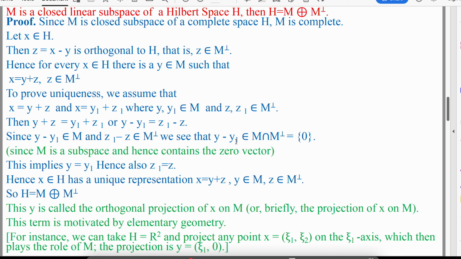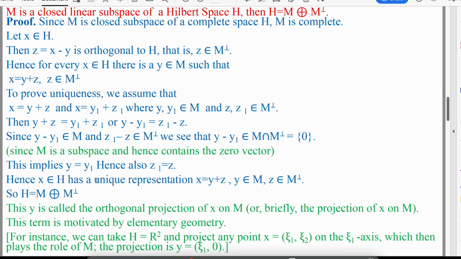It means y minus y1 equals 0, or we can say y equals y1. If y minus y1 is 0, then z1 minus z is 0. It means z1 equals z. So we have proved y equals y1 and z1 equals z. It means this representation is unique. Hence x belonging to H has a unique representation as x equal to y plus z, where y belongs to M and z belongs to the orthogonal complement of M. So we can write H as a direct sum of M and its orthogonal complement. This is by the definition of direct sum.